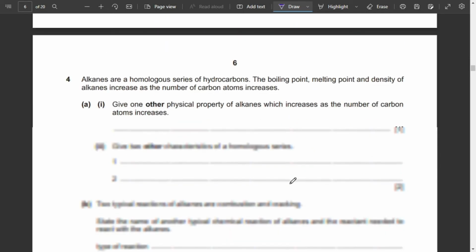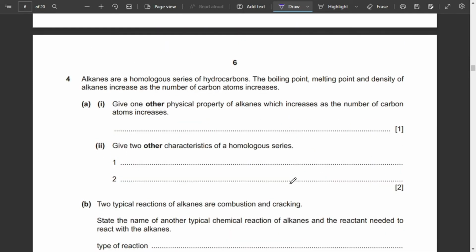Moving on towards the next question. Question number 4 says alkanes are a homologous series of hydrocarbons. And the boiling point, melting point, and density of alkanes increase as the number of carbon atoms increases. So we are already aware of this property, and it is also mentioned in the question. Moving on to part A1, give one other physical property of alkanes which increases as the number of carbon atoms increases. We already know that the boiling point, melting point, and density increase, so we are not supposed to repeat the same things. However, you need to write something different.